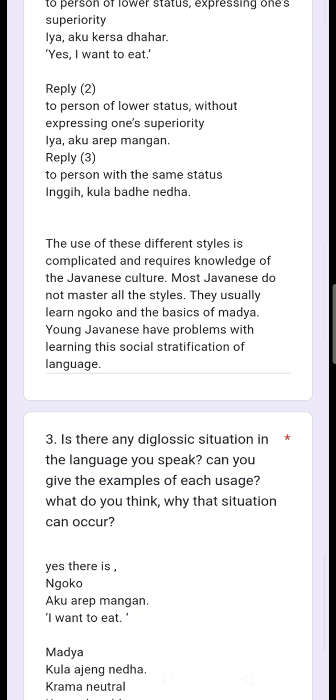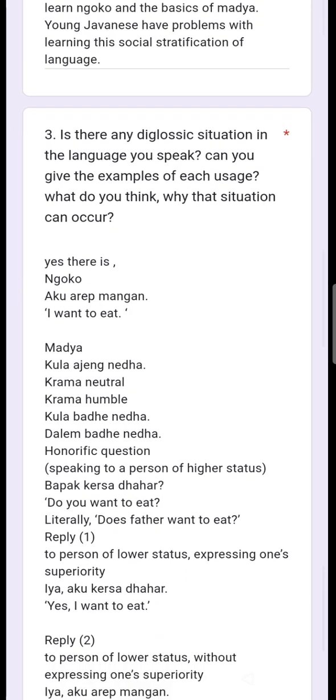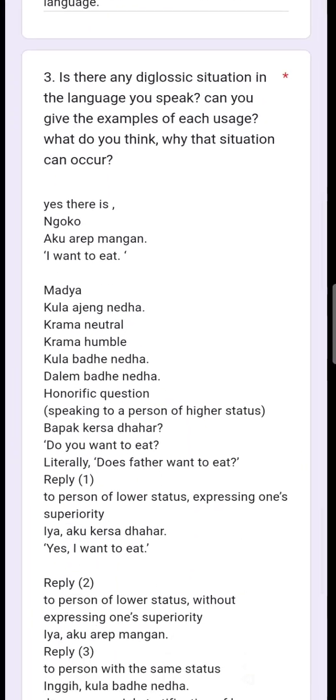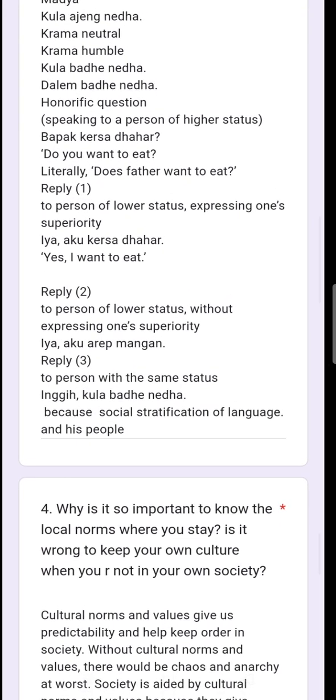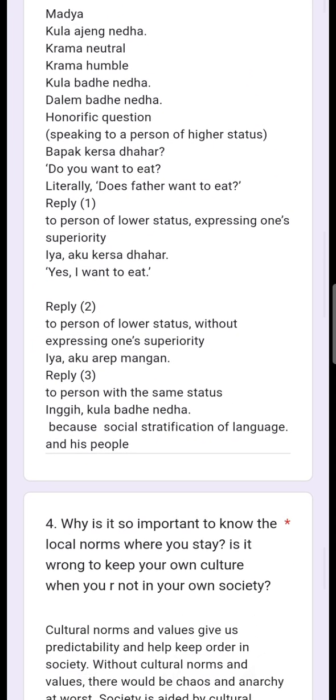Number 3, is there any diglossic situation in the language you speak? Can you give an example of its usage? What do you think? Why can that situation occur? Yes, there is. Example is the same as number 2. It becomes the social stratification of language and its people.